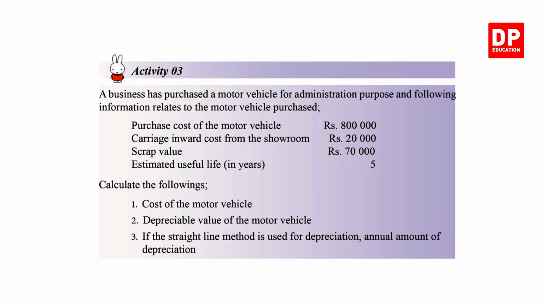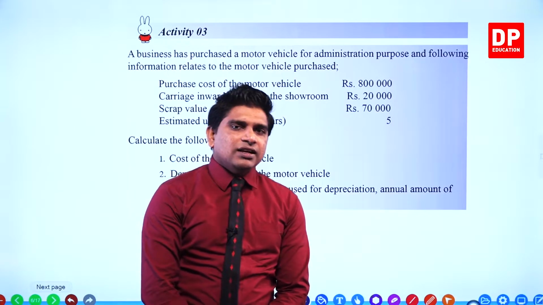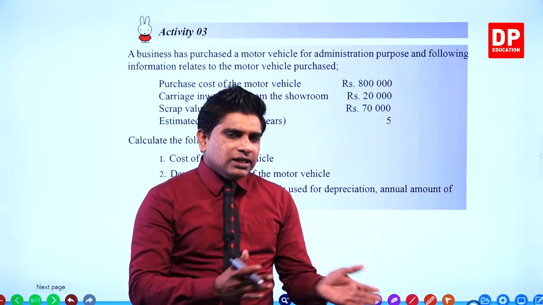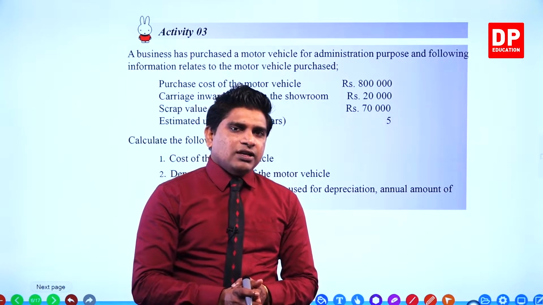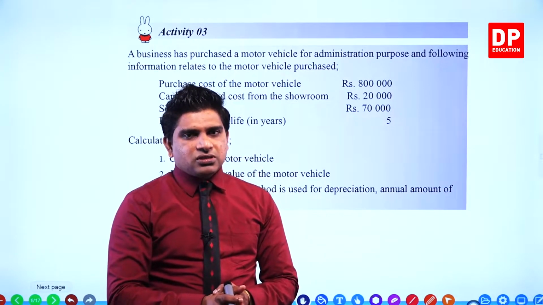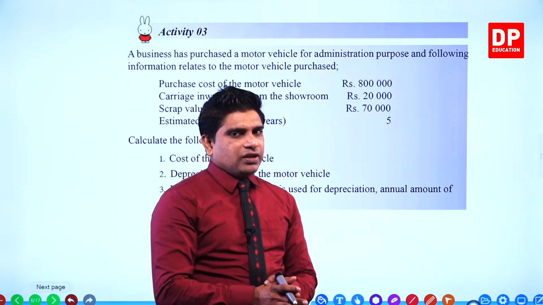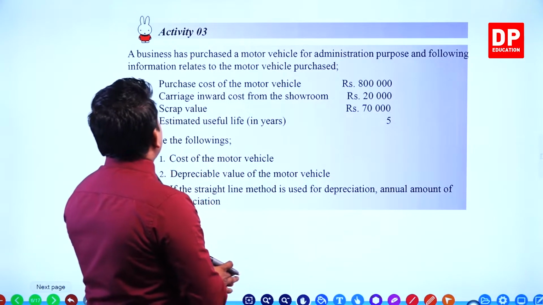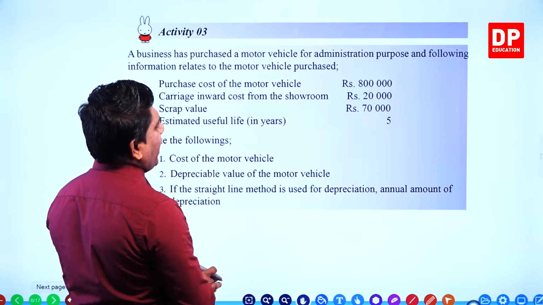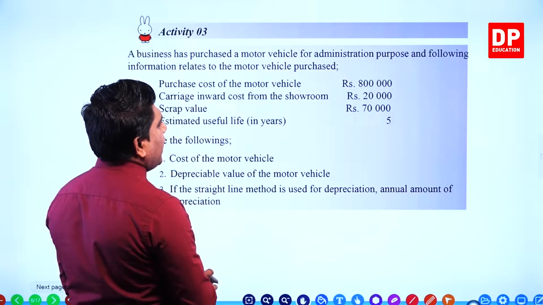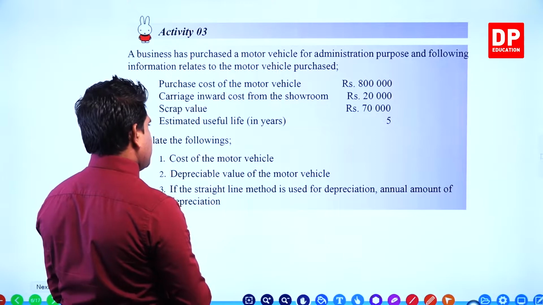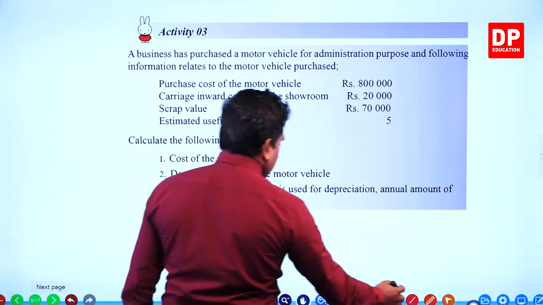Activity 3. This is the textbook activity, right? If you want to see it, you can turn to the relevant pages. It's regarding financial statements including adjustments. In that lesson, activity 3. A business has purchased a motor vehicle for administration purposes, and the following information relates to the motor vehicle. What are the details?